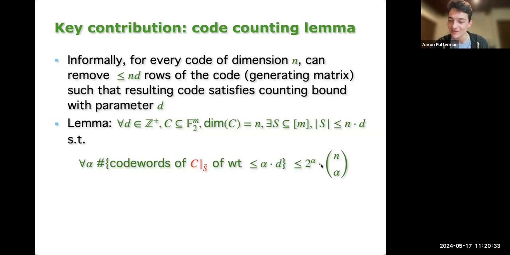Again, Karger's was n to the 2 alpha. Here we're getting 2 to the alpha times n choose alpha. These are roughly on the same order. You can think of them as being basically the same.